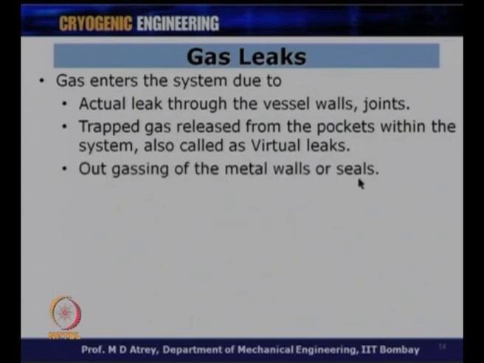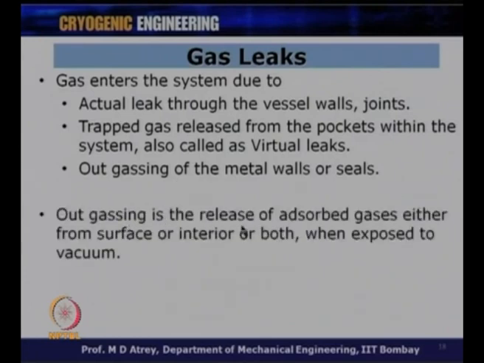Outgassing of the metal walls or seals, and this is what you just talked about. All the non-metals, all the metals in a system will start outgassing, and we have some outgassing quantities available in tables for vacuum technology. So, one should know what these outgassing rates are for a given material, for a given seal, etc. All these have to be considered in order to consider gas leaks, and in return it will be taken into consideration to calculate the pump down time. Outgassing is the release of adsorbed gases either from the surface or interior or both when exposed to vacuum. All right, this is a very slow process.